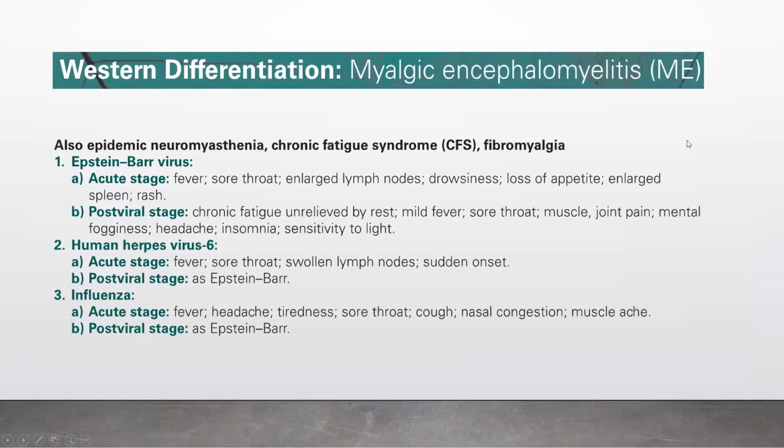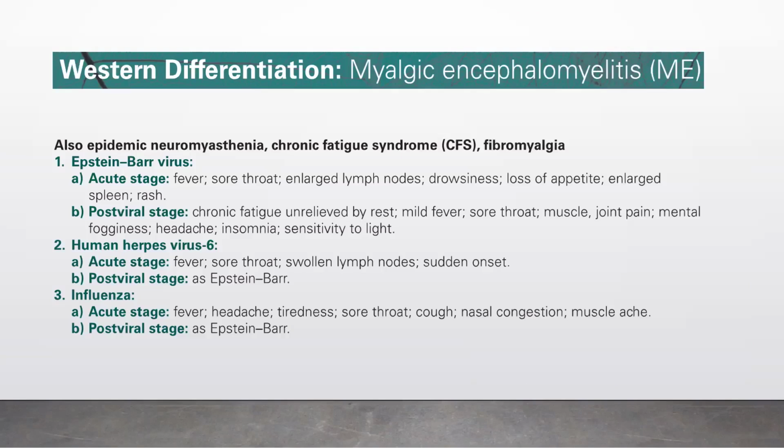Also, epidemic neuromyasthenia, chronic fatigue syndrome, fibromyalgia. Number 1, Epstein-Barr virus. Letter A, acute stage: fever, sore throat, enlarged lymph nodes, drowsiness, loss of appetite, enlarged spleen, rash. Letter B, post-viral stage: chronic fatigue unrelieved by rest, mild fever, sore throat, muscle and joint pain, mental fogginess, headache, insomnia, sensitivity to light.